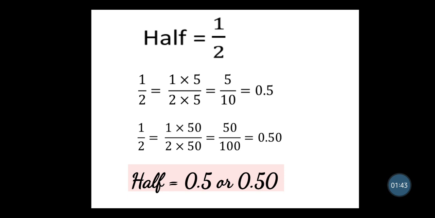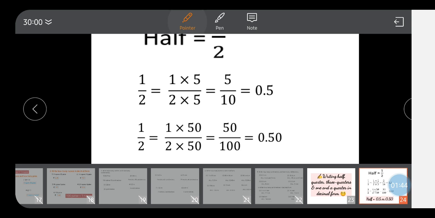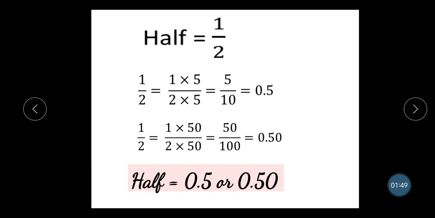So, 1 upon 2 is equal to 1 into 5 and 2 into 5. So, we get 5 upon 10. 5 upon 10 in decimal form is written as, you can see the denominator over here is 10. So, you will write your major number, that is 5, and 10. So, 1 zero is there in 10. So, from behind you will put one decimal. So, it becomes 0.5.